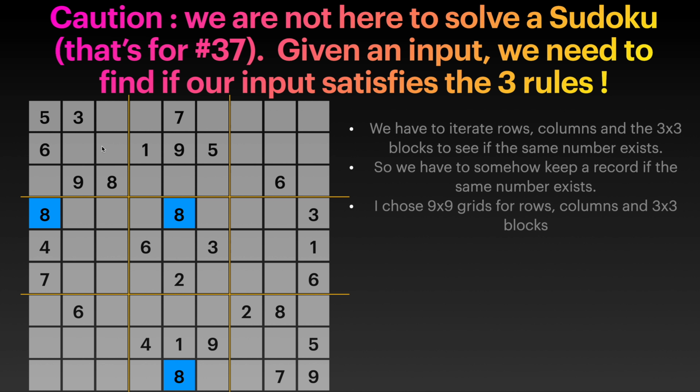Blocks means the inner 3 by 3 matrix grid. This one I call block 0, then block 1, the second block, third block, fourth block. I'm using zero indexing. Let's look at the next slide.